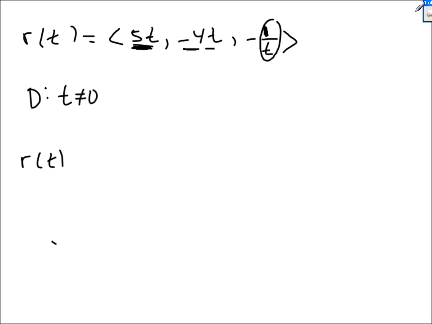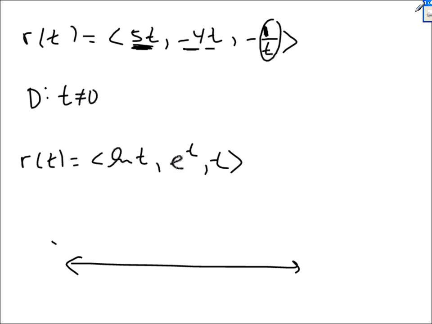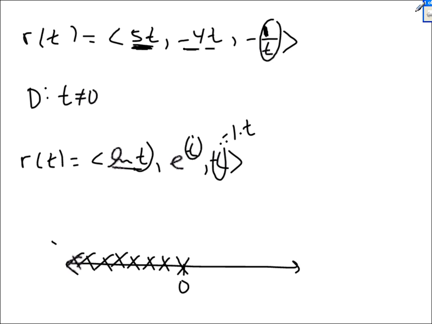Suppose that r of t was ln of t, e to the t, and t. So far we'll start off with all numbers. You can only take ln for positive numbers. You can't take ln of 0, and you can't take ln of negative numbers. So t so far has to be above 0. You can raise e to any power, the 0 power, positive powers, negative powers. And t can be anything, fine. If you prefer, you can think of it as 1 times t. No matter what t is, you can multiply it by 1 and get an intelligent answer.